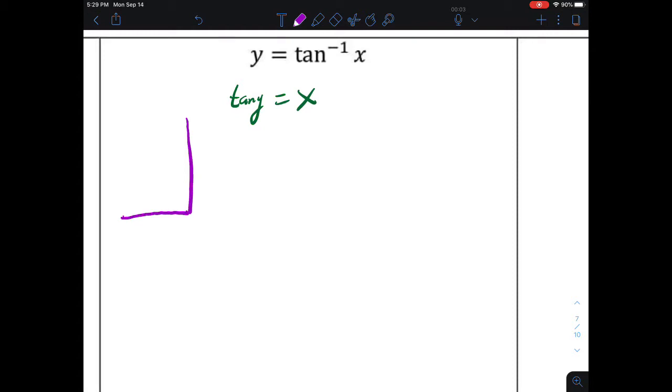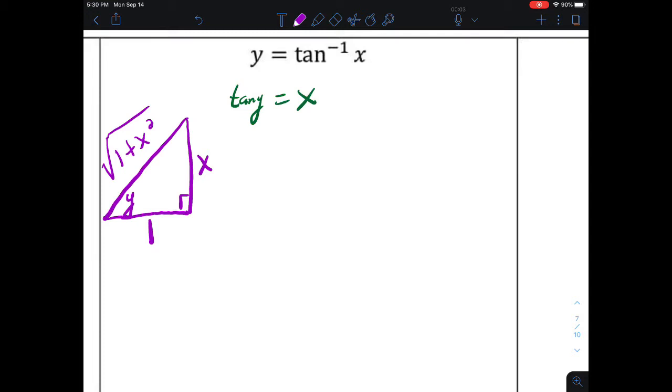So I construct a right triangle such that if I apply tangent to angle y, I get x. Well, tangent is opposite over adjacent, so opposite x, adjacent 1, which maintains my ratio of tangent of y equaling x over 1. Let's go ahead and find the missing side. By Pythagorean's theorem, the missing side would be the square root of the sum of the two legs squared, so 1 squared plus x squared, square rooted.